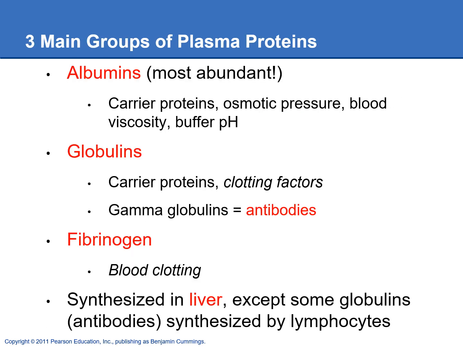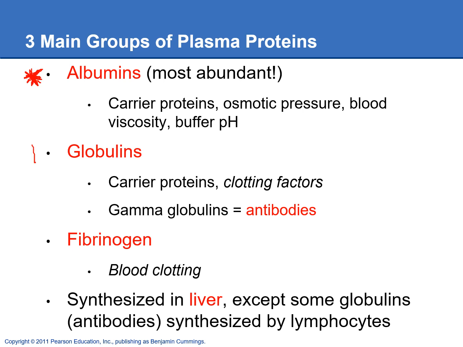So if we look at our plasma proteins, there are 3 main groups of them. We have our albumins. These are the most common type of plasma protein. They have a lot of different functions in the blood. So they could act as carrier proteins, they contribute to the osmotic pressure of the blood, they affect the blood viscosity, and they do help buffer the pH of the blood.